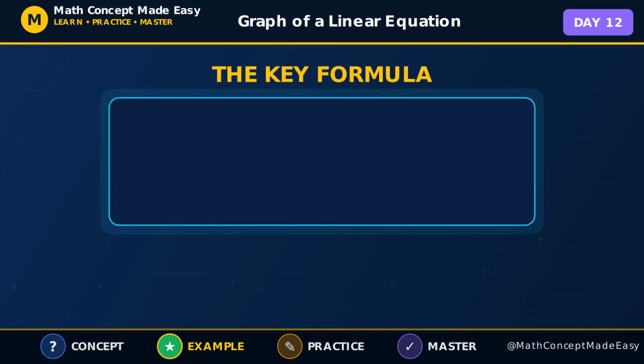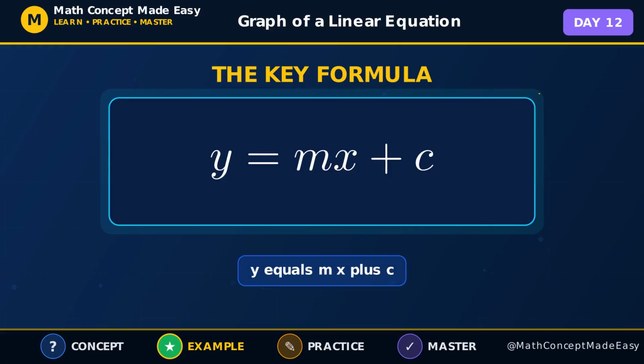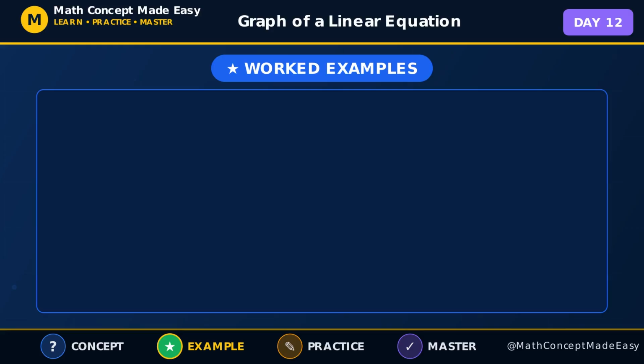Here is the key formula for graph of a linear equation. The formula is y equals mx plus c. Watch how each part appears as I say it. Do not just memorize the symbols. Make sure you understand what each one represents, because that is what the exam really tests. Let us put this to work with real examples, one step at a time.